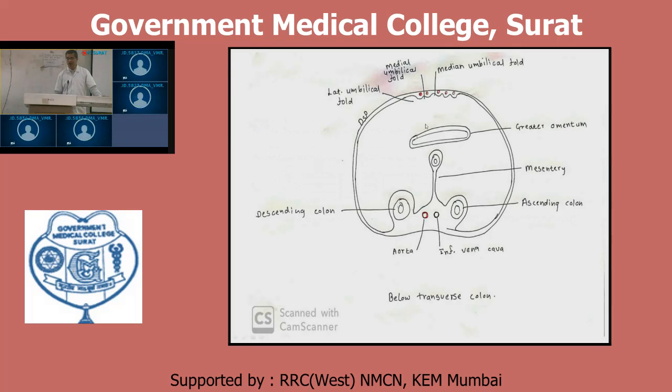Here it lies in relation with quadratus lumborum. Now after covering the ascending colon, there is formation of a gutter: the right and left paracolic gutter. This one is the paracolic gutter. Now after covering quadratus lumborum, it will cover the ascending colon, and after covering the ascending colon, it gets reflected as the right layer or upper layer of this mesentery.